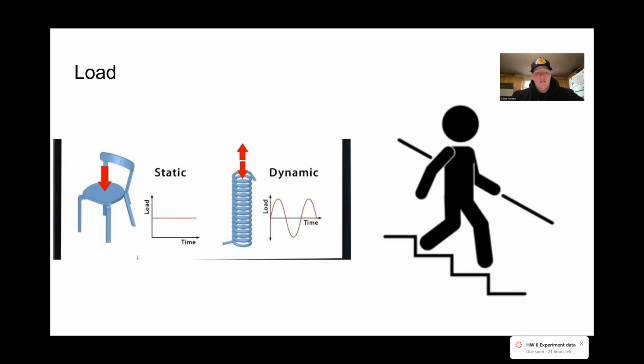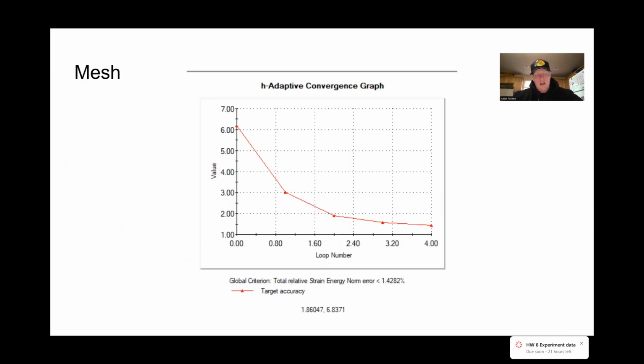Taking into account the dynamic loading effect, we use 3.5 times the body weight. However, in testing, the strap takes roughly 20% of this load, so that left us with around 700 newtons in our bearing load. For the mesh, I used H adaptive to ensure an accurate mesh and got down to an error of less than 1.5%.